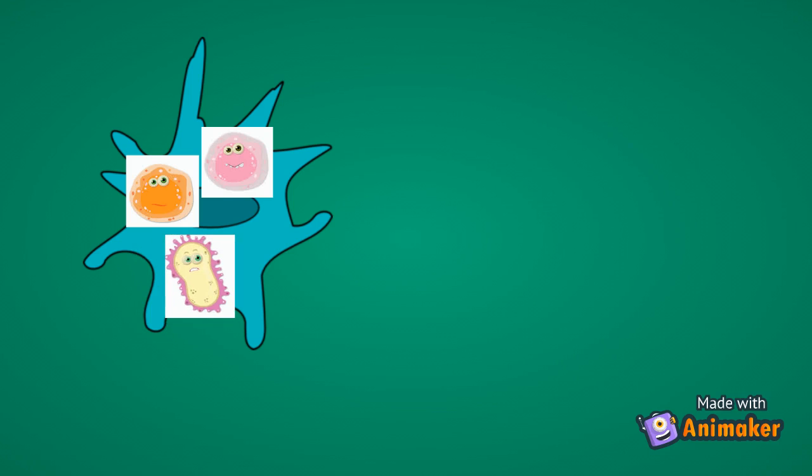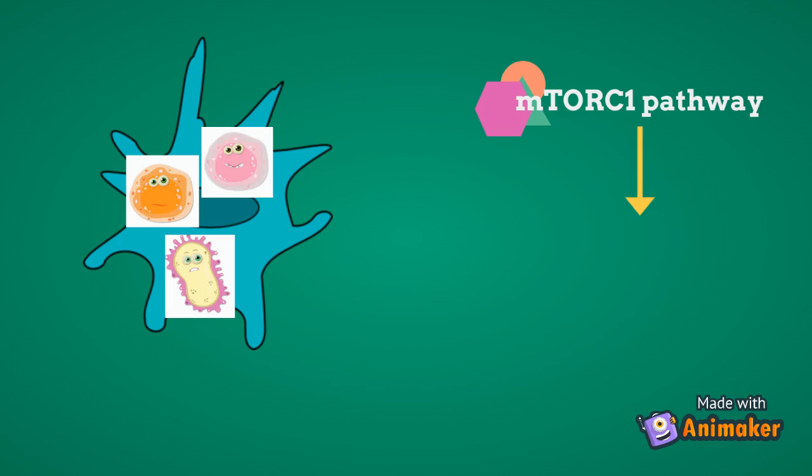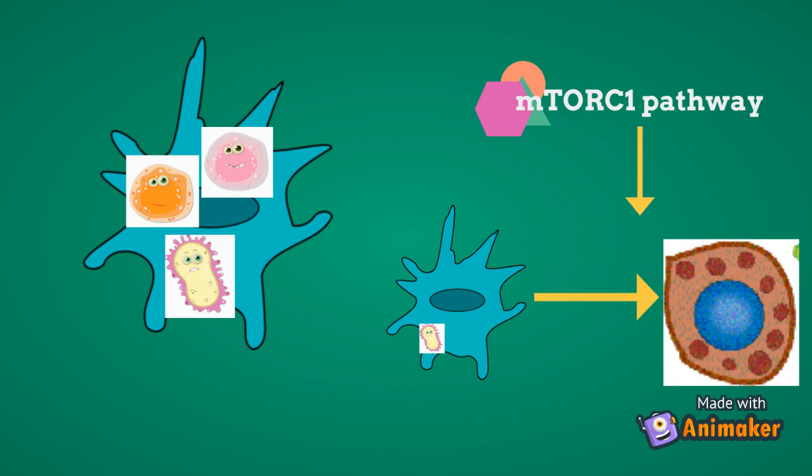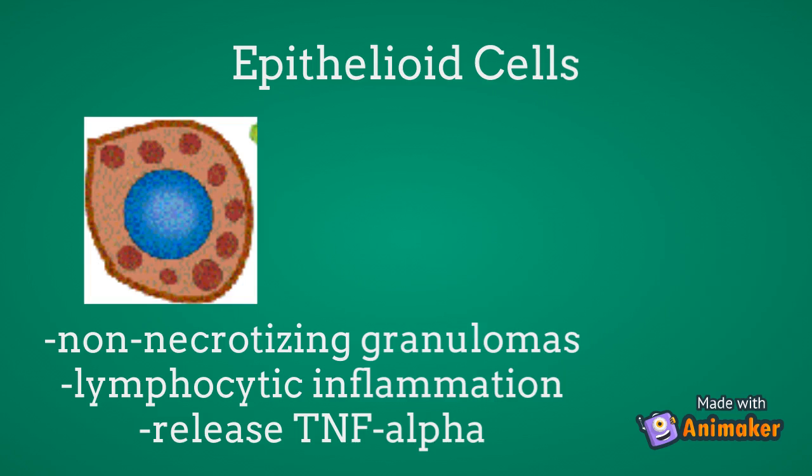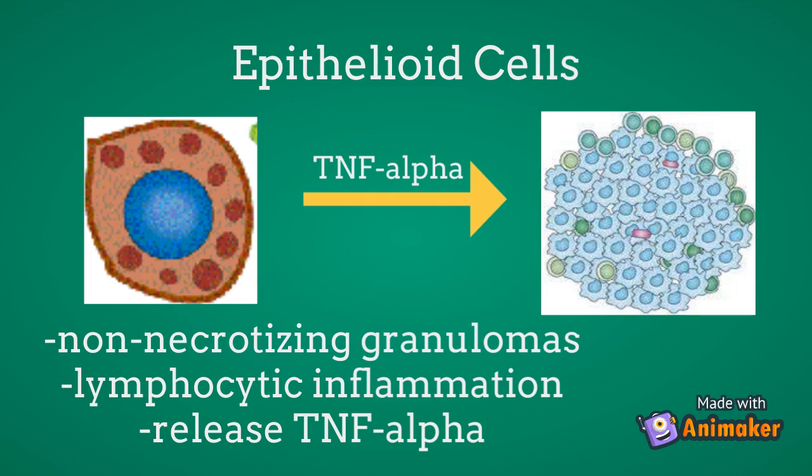Major cytokines released by the macrophages are IL-6, 12, and 18. These cytokines then act on the mTORC pathway, which is responsible for inducing differentiation of activated macrophages with contained pathogens into epithelioid cells. Epithelioid cells are non-necrotizing granulomas that exhibit some degree of lymphocytic inflammation with the release of TNF-alpha, which promotes the formation of sarcoid granulomas.